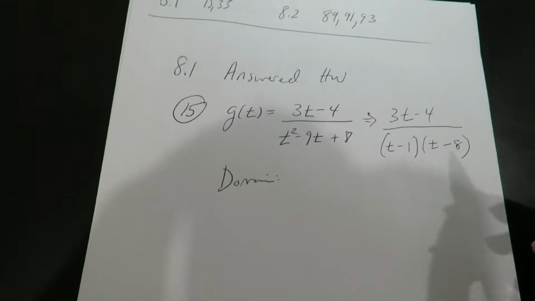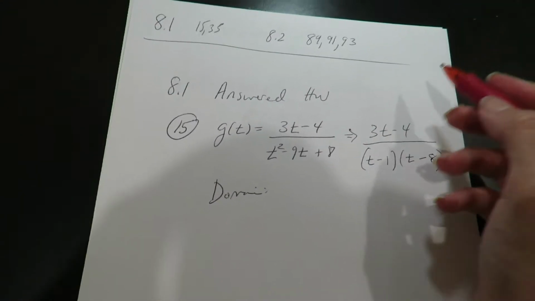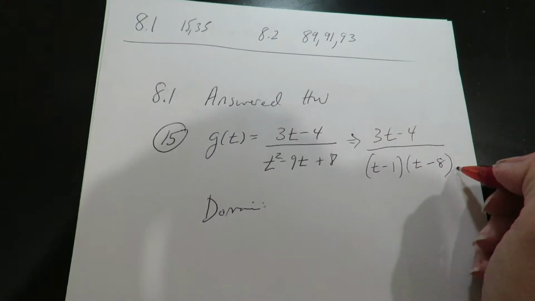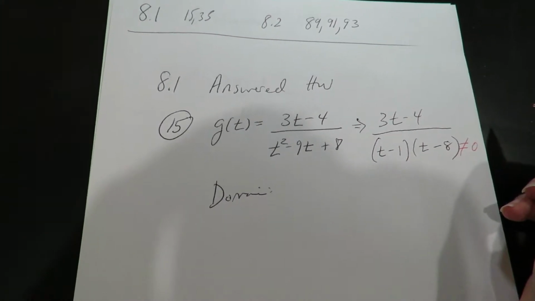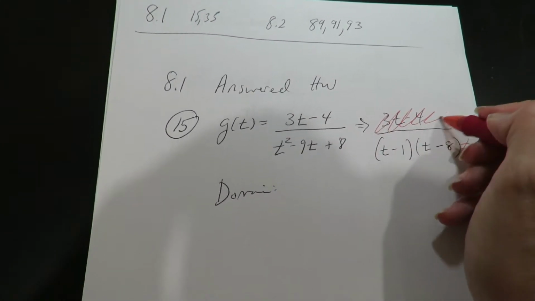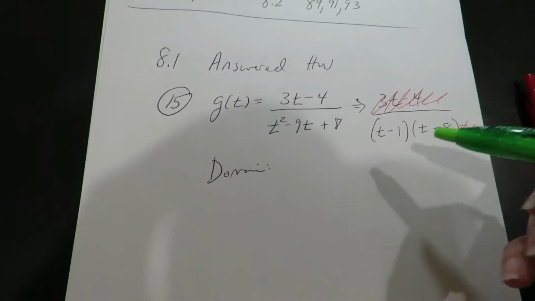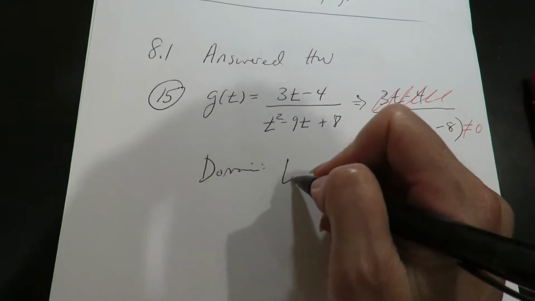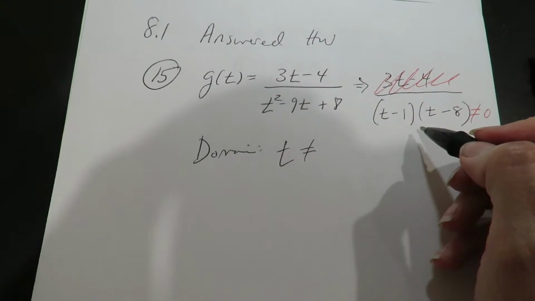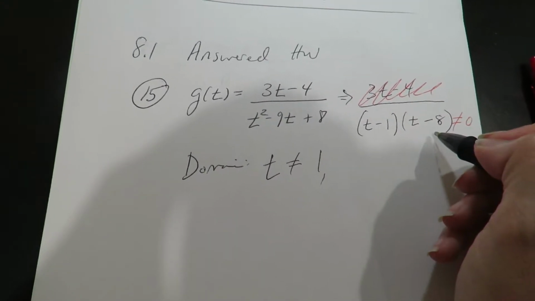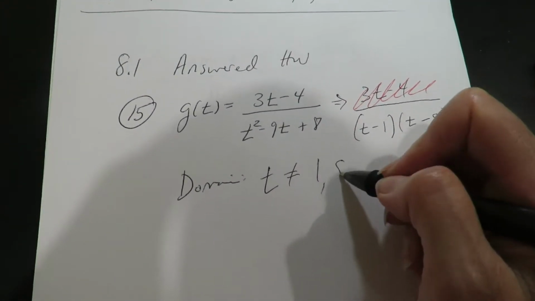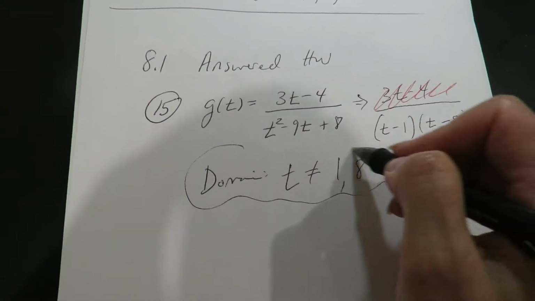Alright, so once you factor the denominator, the idea is for a fraction, the denominator cannot equal 0. This has nothing to do with the numerator. So you want to figure out what values t cannot be. So t cannot be 1 and t cannot be 8. And that is the domain.